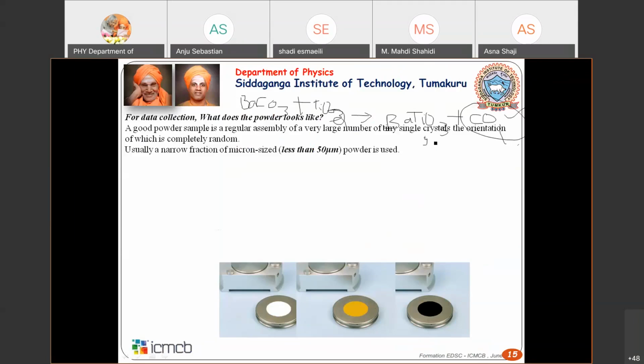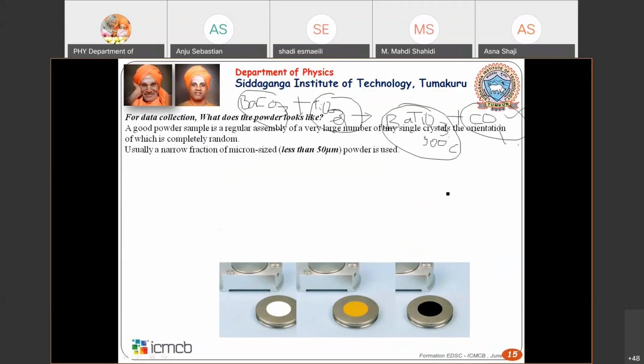Okay, so when you heat it at 900, there will be some very small reaction between your barium carbonate and titanium oxide. It won't be complete. So in that case you may have multiple phases, like some form of barium titanate, some of your barium carbonate, and some of your TiO2. So you want to check whether it has formed or not.